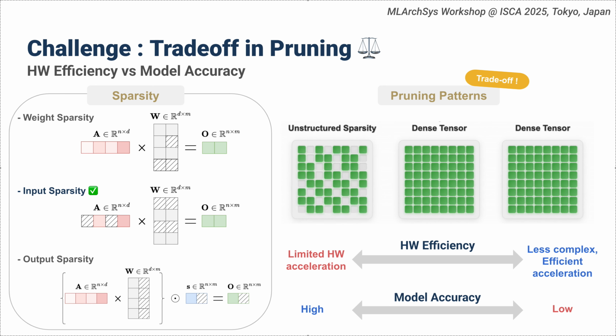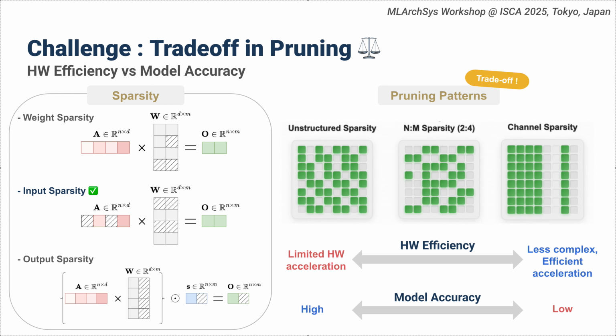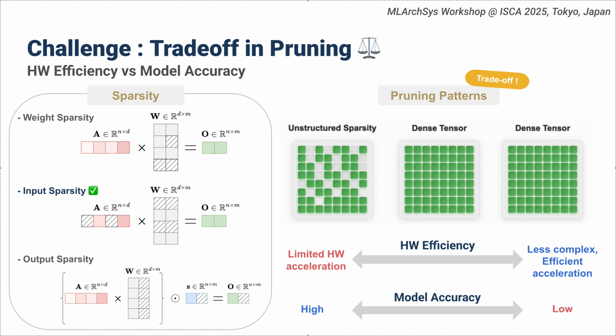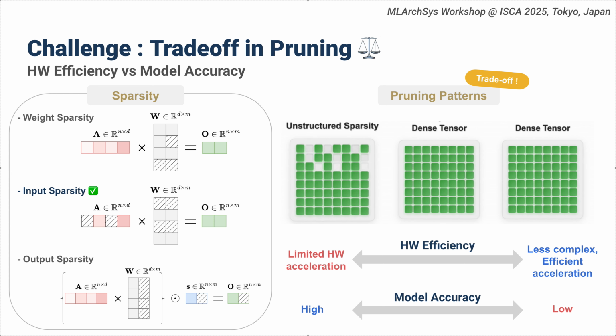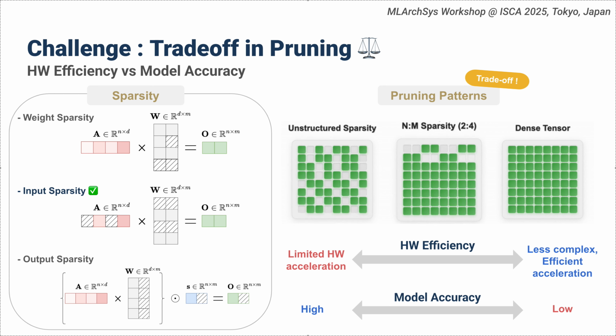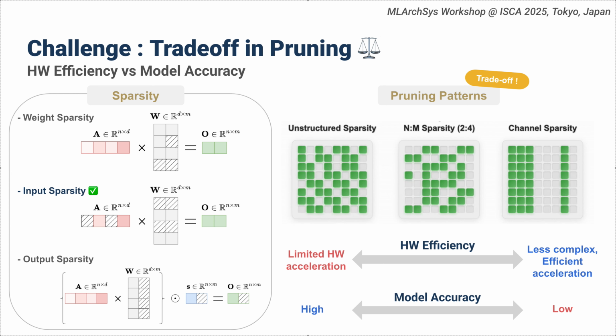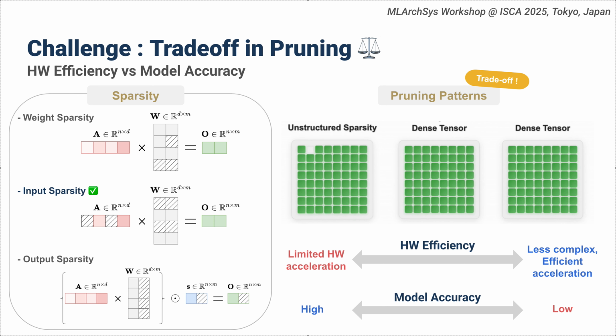LLM sparsity can be categorized into three types: weight sparsity, input sparsity, and output sparsity. Weight sparsity removes ineffectual elements from weight tensors. Input sparsity removes ineffectual activation elements. Output sparsity applies a binary mask after activation-weight multiplication to prune corresponding elements. In this work, input sparsity is selected.